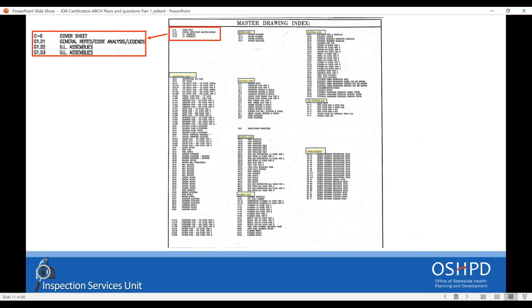In the example we are going to show you, you can see the different disciplines. This is called the Master Drawing Index. The main sheets are the cover page, the general notes, and the UL assemblies. Sometimes the UL assemblies are included in a specific discipline, and sometimes they are in the general drawings. So don't be stubborn trying to find them in just one specific location. Be flexible to navigate through the whole set of drawings, because specific information is not always where you're thinking.